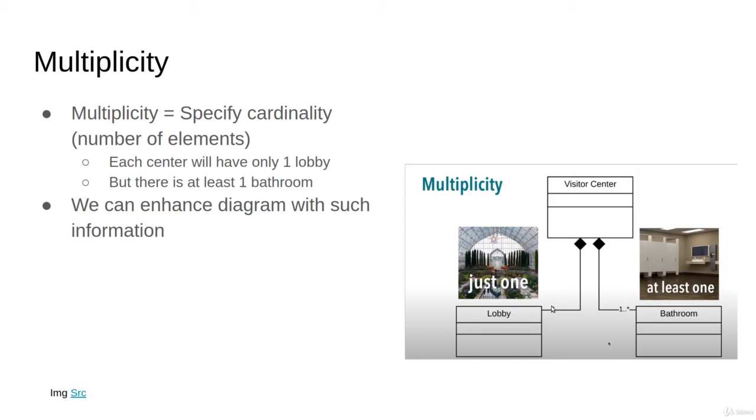You see here this one, we read it as follows: the visitor center is composed of only one lobby. However, you see here the one asterisk. One asterisk means one or more. So this is like a visitor center is composed of one or more bathrooms. If you know the exact number, say 4 bathrooms, you can write 4. If it's a range like 2 to 4 bathrooms, you write 2..4. So multiplicity starts to communicate this counting over the relationships.